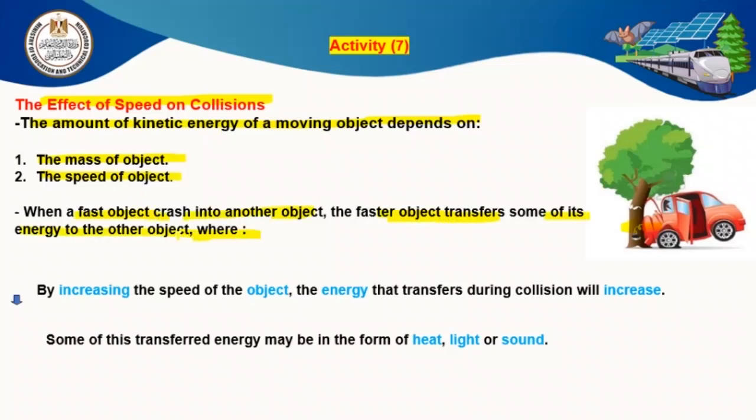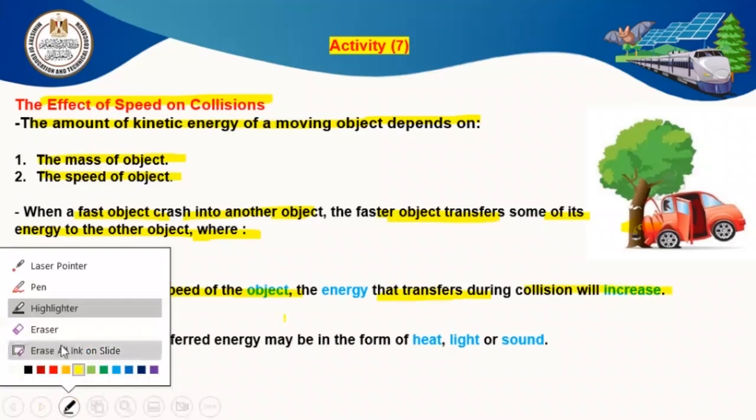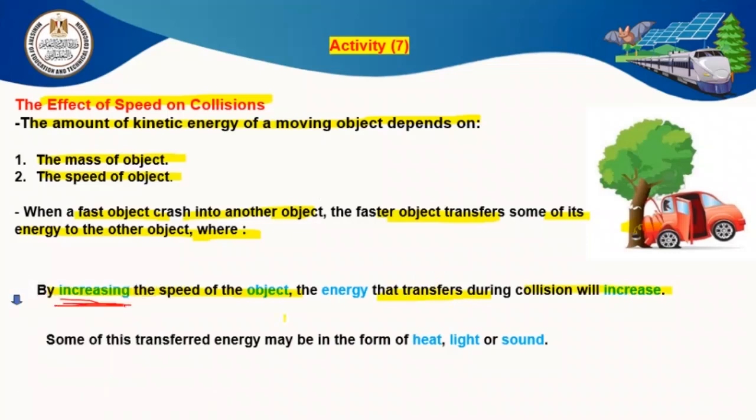Okay, when a fast object crashes into another, the faster object transfers some of its energy to the other object. So what happens by increasing the speed? By increasing the speed of the object, the energy that transfers, what is meant by transfer? Move from something to another. That transfer during collision will also increase. So by increasing the speed, the kinetic energy increases. Some of this transferred energy may change into heat energy, light energy or sound energy. Pop sound, okay?